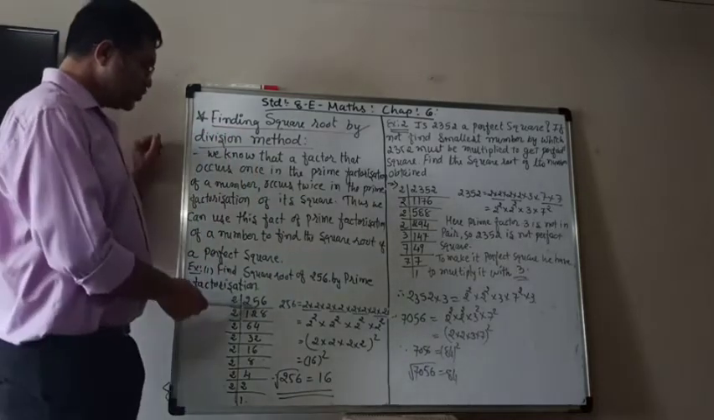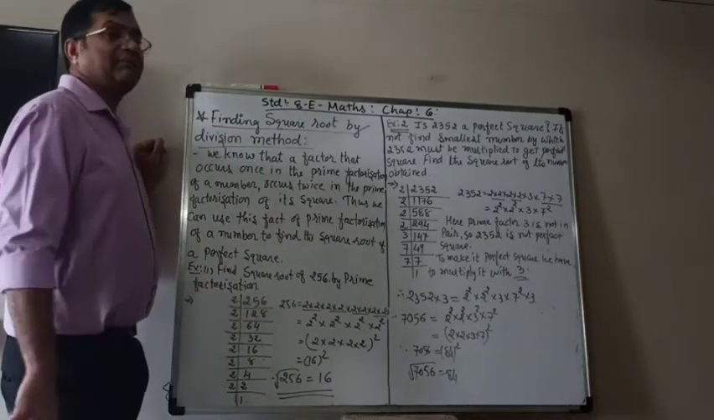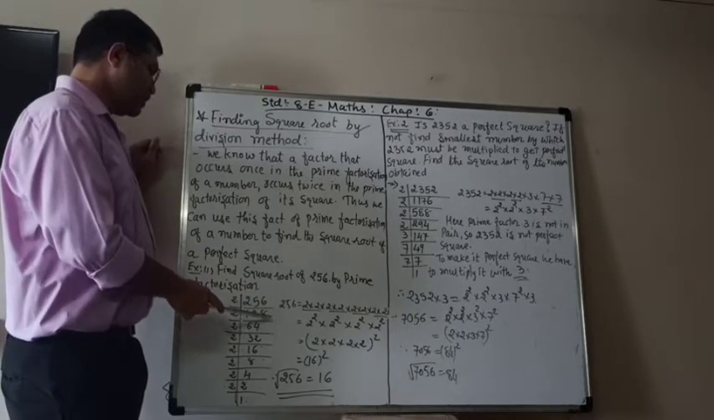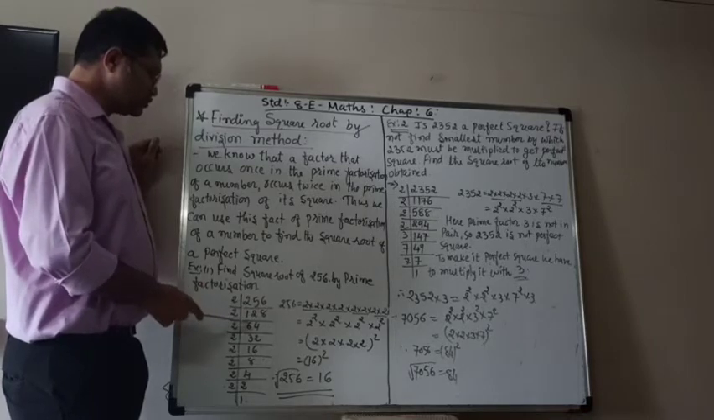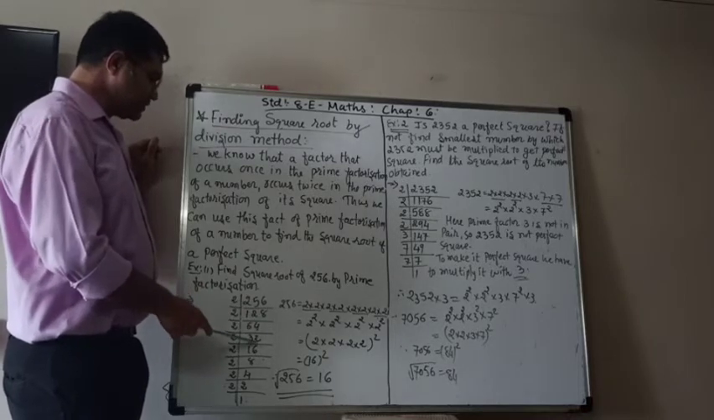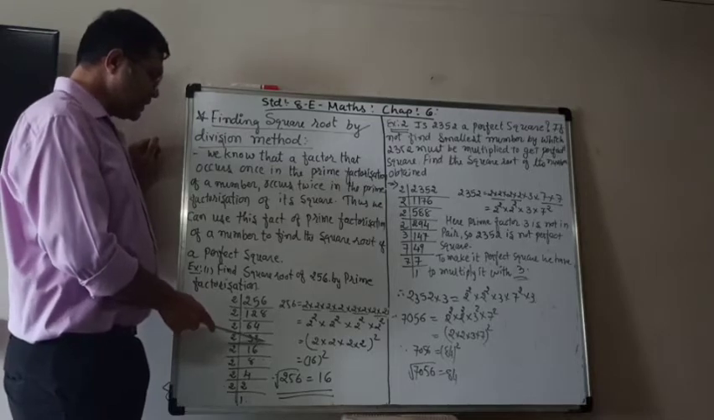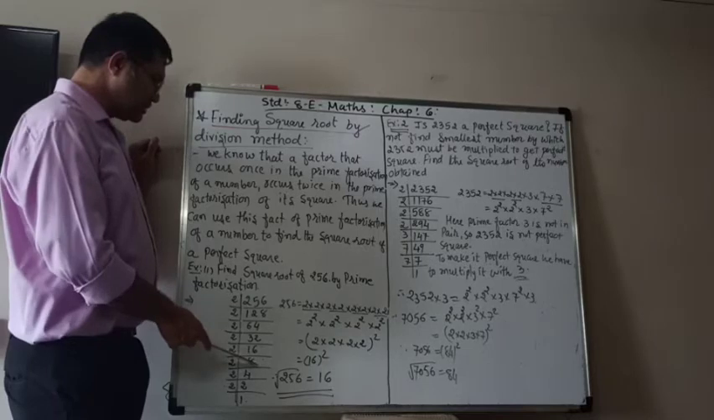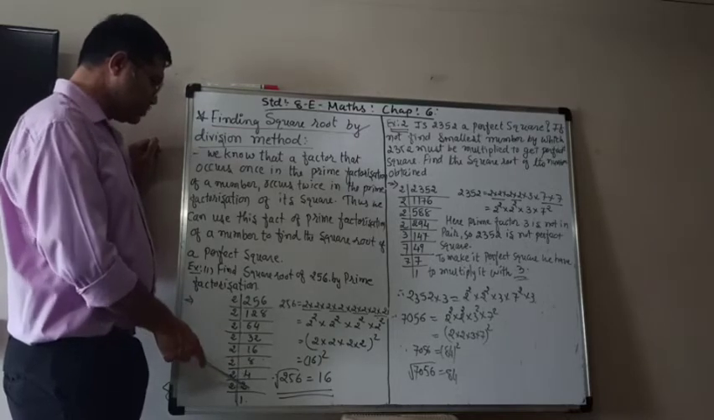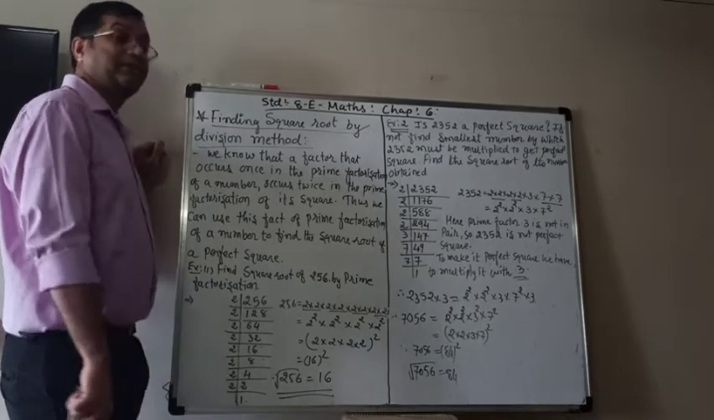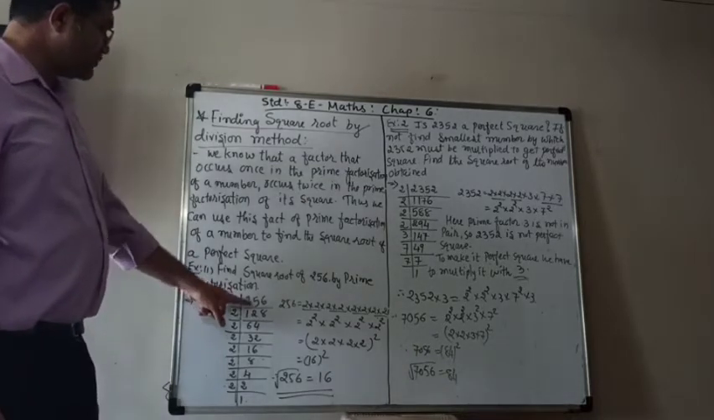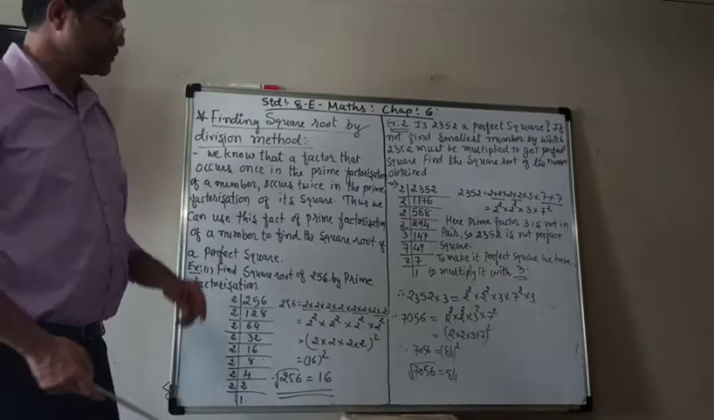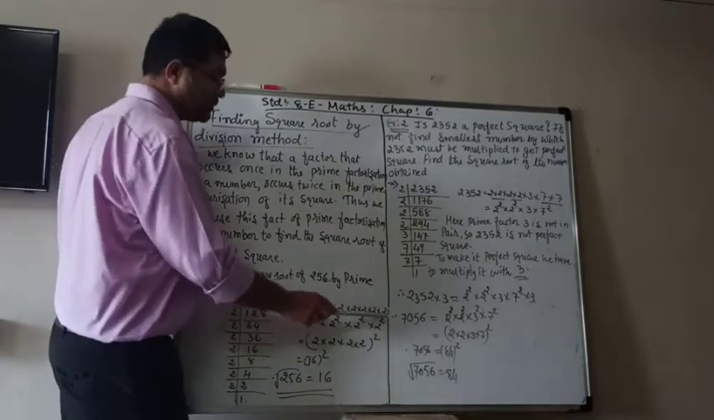Now 256 is an even number, so we can divide it by 2, and we get 128. Also an even number, divide by 2 we get 64, divide by 2 we get 32. Again divide 32 by 2 we get 16, divide by 2 we get 8, divide by 2 we get 4, divide by 2 we get 2, and divide by 2 we get 1. So 256 is 8 times 2. We write down 8 times 2 and we make the pairs.